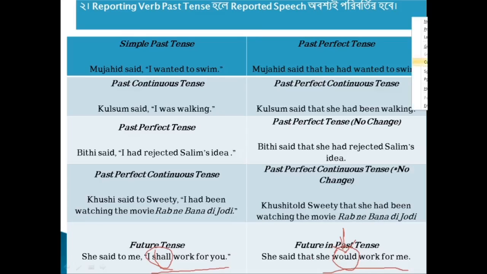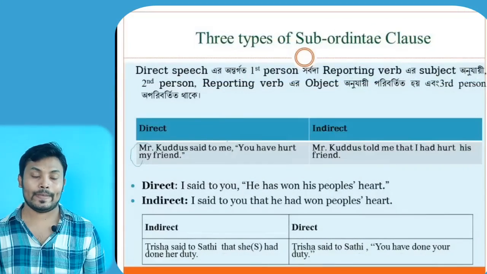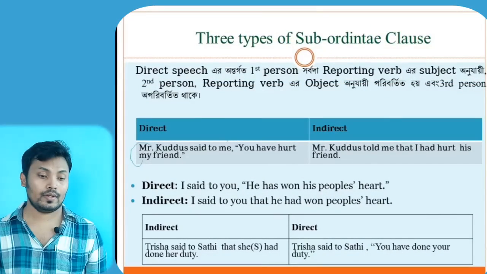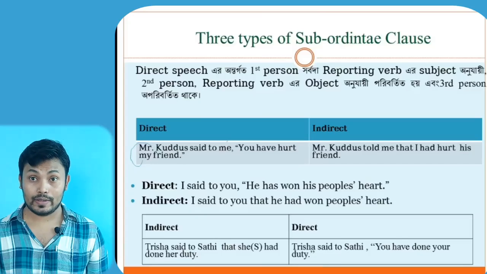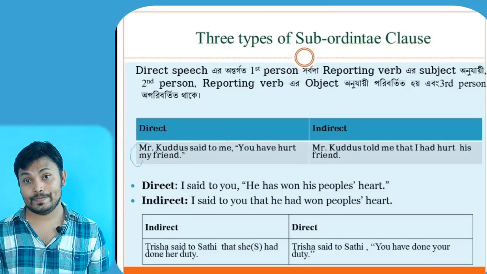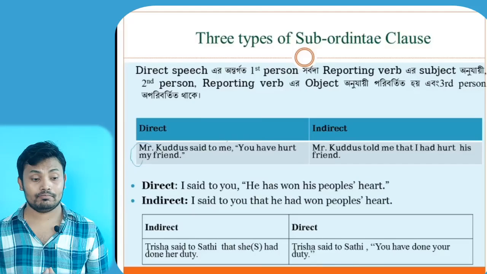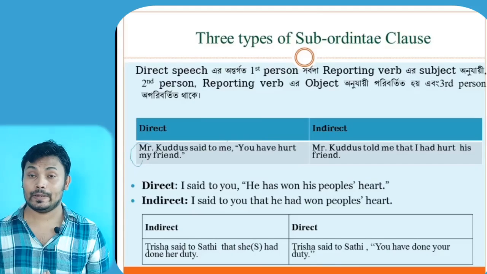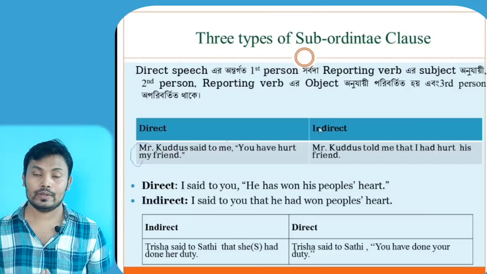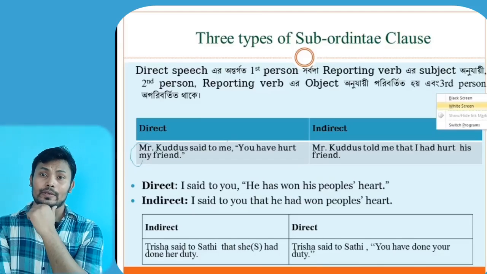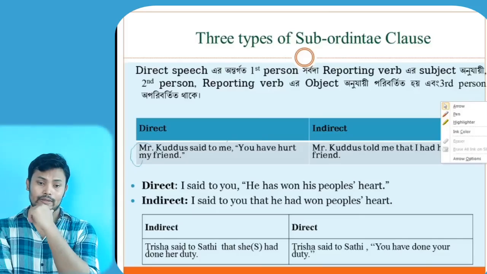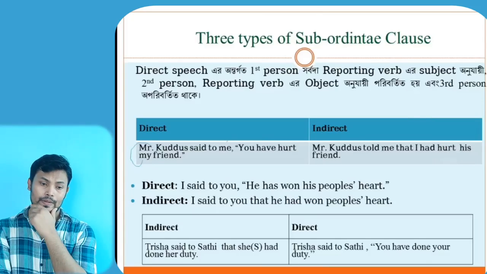Now we have to understand what will be the form of first person or second person or third person which is uttered in direct speech. So if we find the first person in direct speech, it will of course be changed according to the subject of the reporting verb.